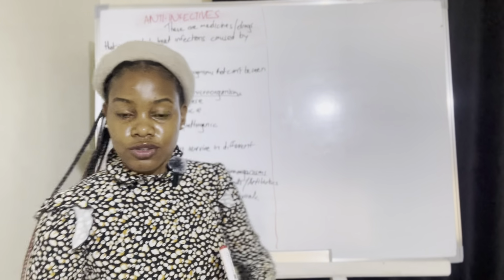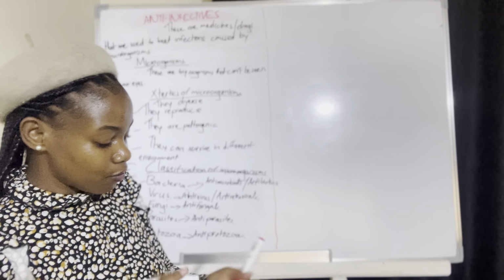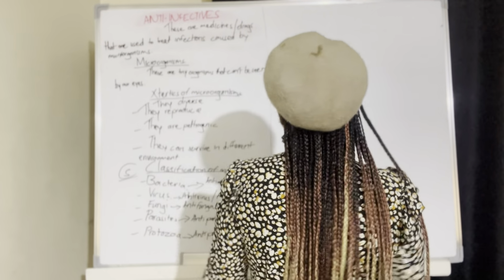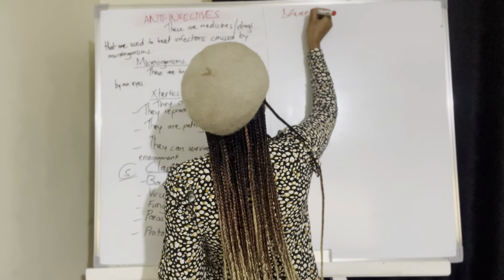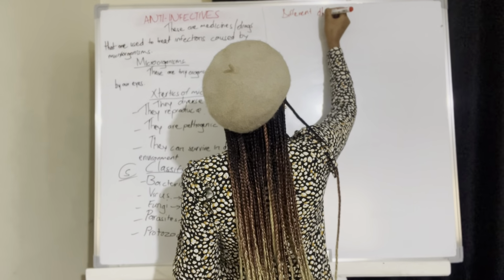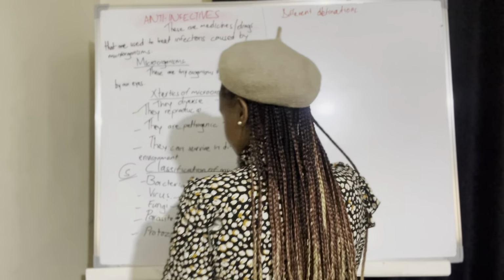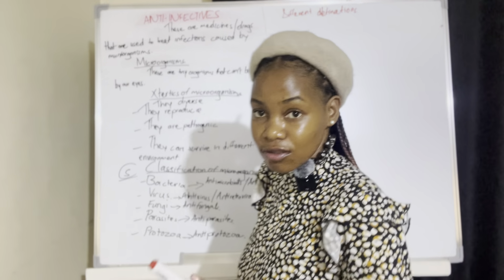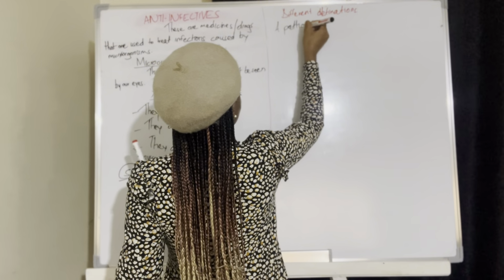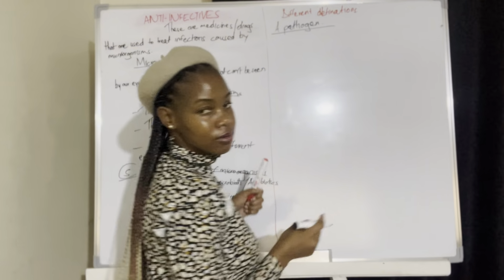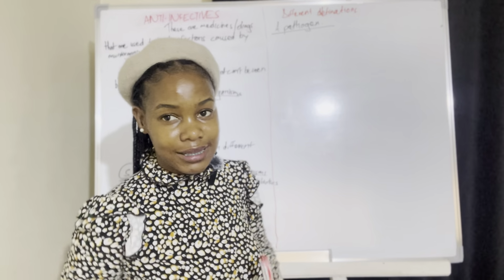After the classification, we also need to know the different definitions that are going to guide us in this topic of anti-infectives. The first one is a pathogen. So, what is a pathogen? A pathogen is a microorganism that is capable of causing a disease.